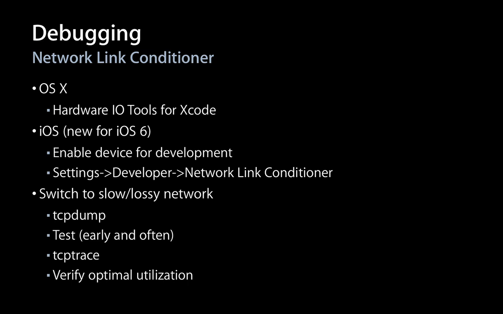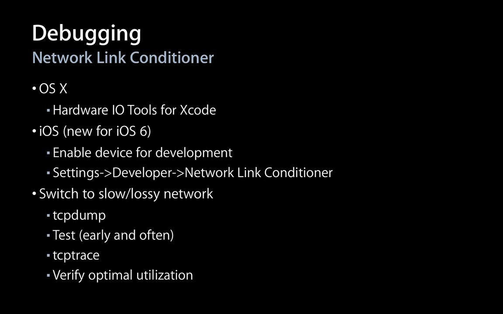On iOS, we have a new feature in iOS 6 where you can actually enable this on the device. If you enable your device for development in Xcode, on the device, you can go into Settings. Under Developer, there should be a network link conditioner item. You can use that to turn the network link conditioner on and off, and you can set what kind of network you want to simulate.